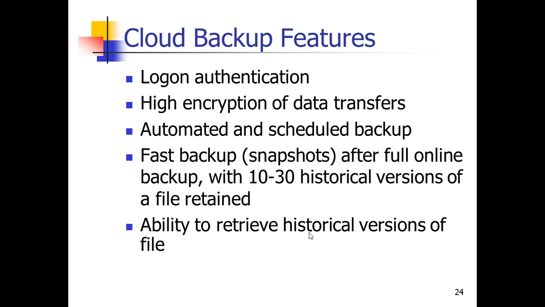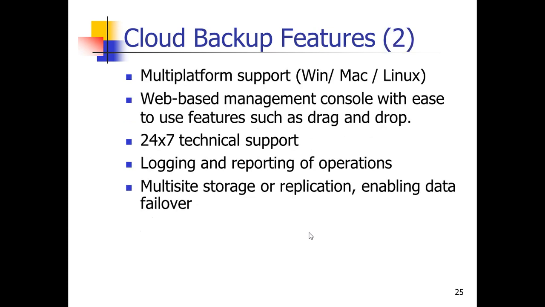Ability to retrieve historical versions of the file. Now this thing you might have seen in your Google Docs or Google Sheets. So if someone changes anything in that file, you will still be able to recover the previous file. So that is how you can retrieve the historical versions of your file. Then multi-platform support. So your cloud backup solution should not only work on a single platform. It should be working on all the different platforms which we are having.